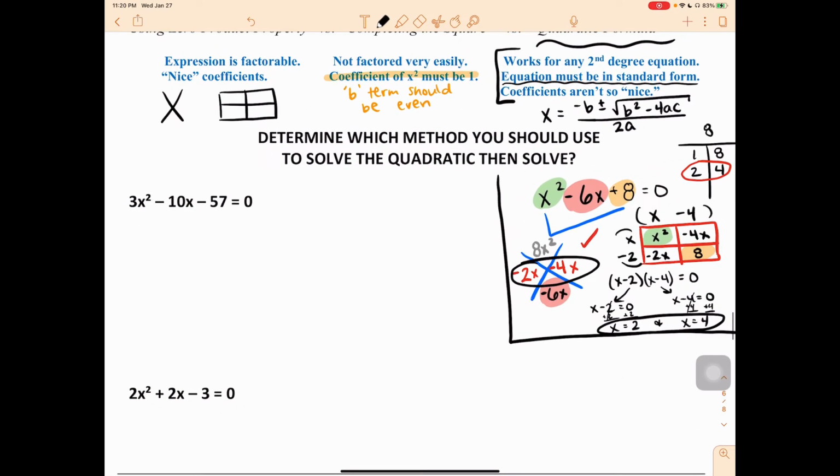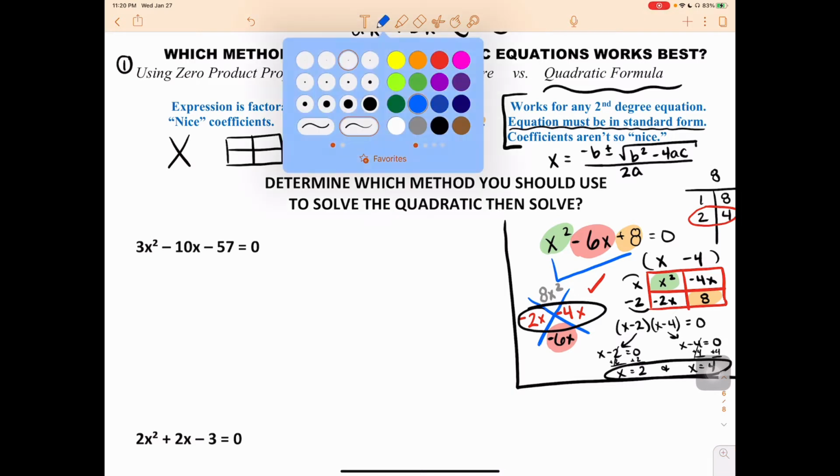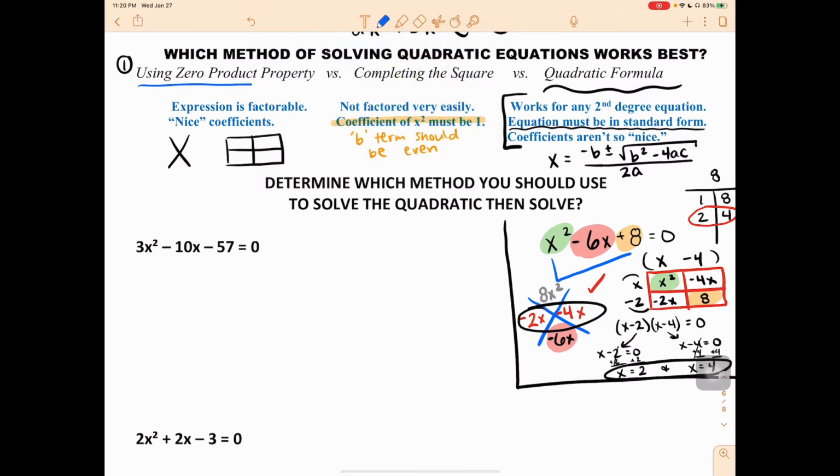All right, so let's go ahead and look at this next one. You'll see that the numbers are quite a bit bigger, especially that 57 there. So we're going to first try the zero product property. So what we're going to do here is I'm going to make that blue. We're going to do the x here. 57 times 3, 171, and it's a negative. And then we have a negative 10 on the bottom.